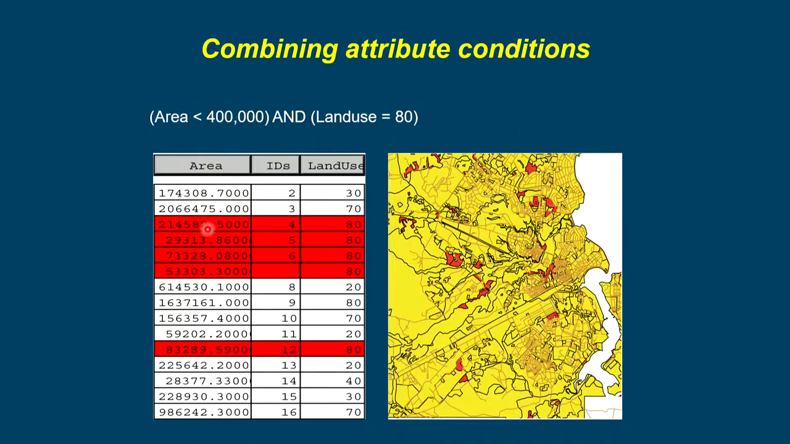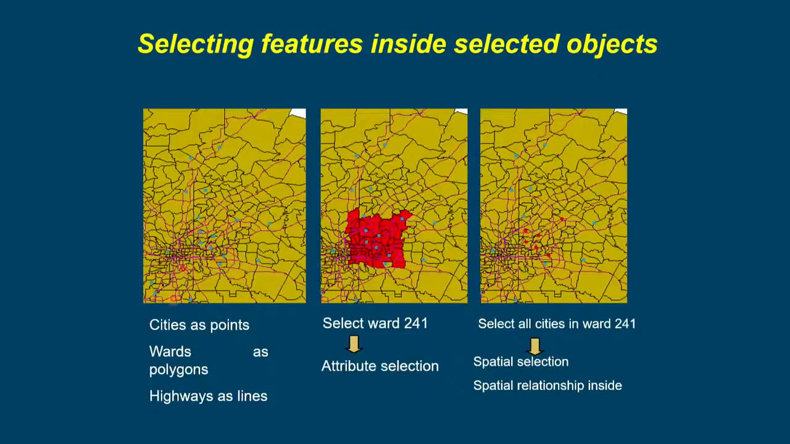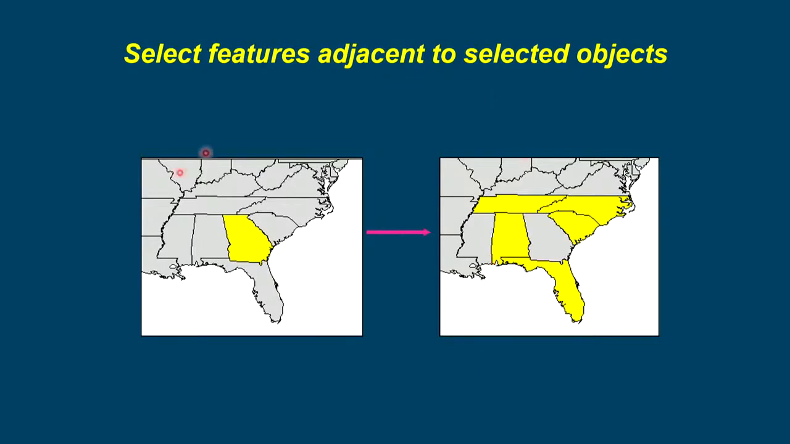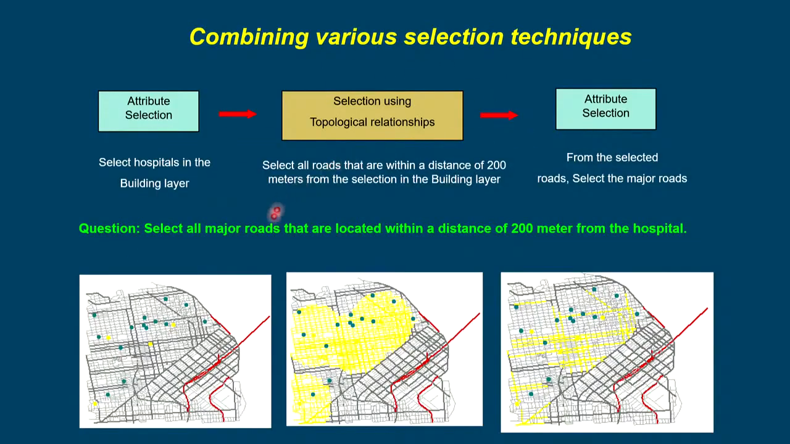If you see this particular record, the area is less than 4 lakh and the land use is also 80. So both are correct, that's why this record is highlighted. For this record, it is 30, which means land use is not 80, so it is not selected. This is 70, it is not selected. When both conditions are satisfied, the corresponding records are highlighted and the corresponding polygons are also highlighted. So this way you can perform different types of queries in GIS databases.